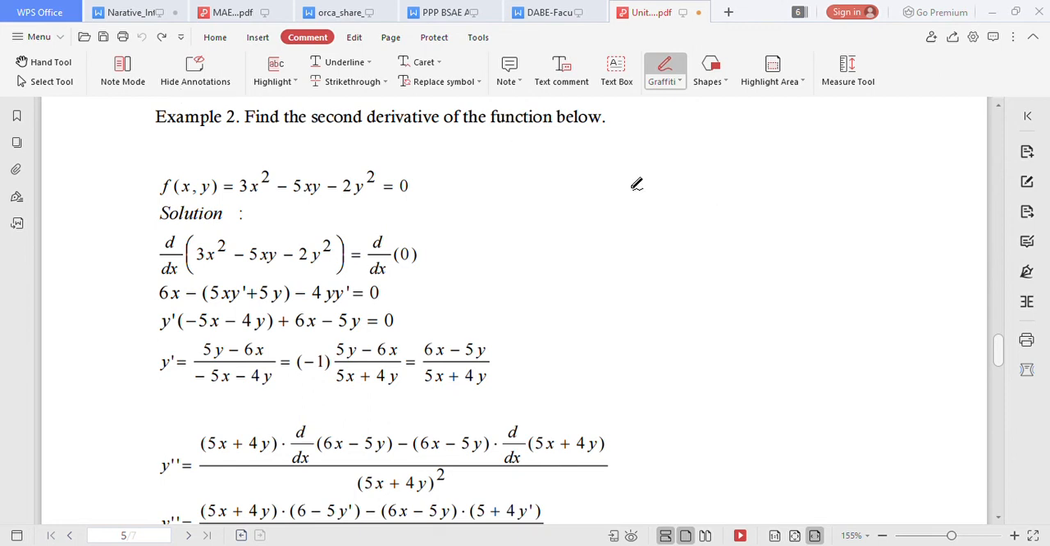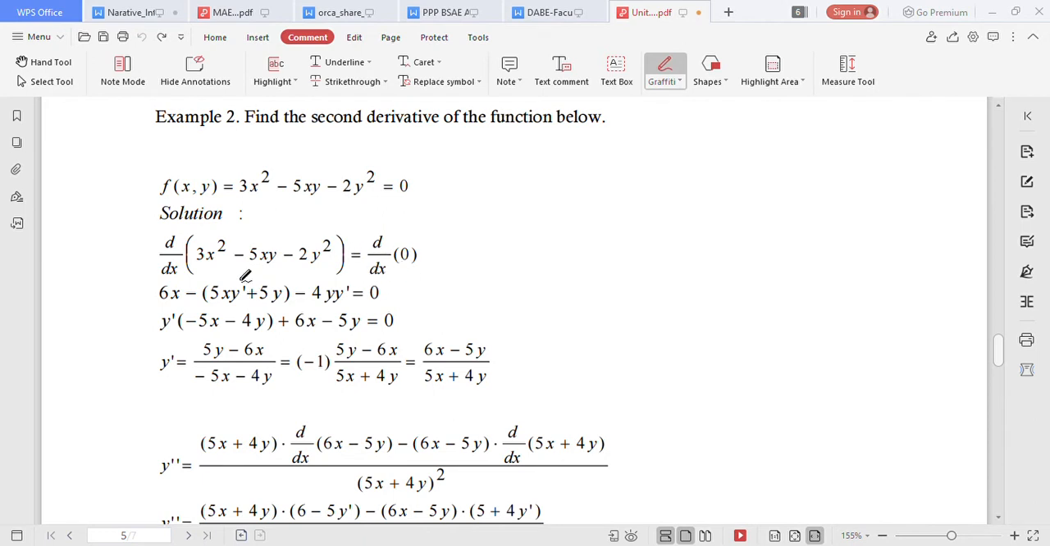Okay, so today we will discuss this example. Find the second derivative of the function below. This is an implicit function, and we need to get the derivative of the left side and get the derivative of the right side. So we have here 3x squared minus 5xy minus 2y squared is equal to 0.